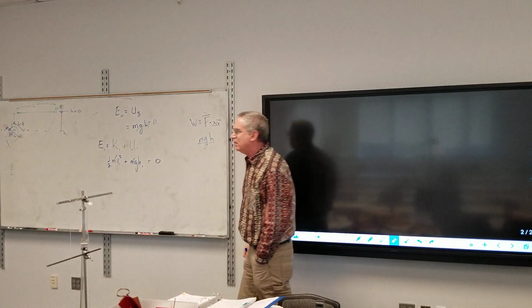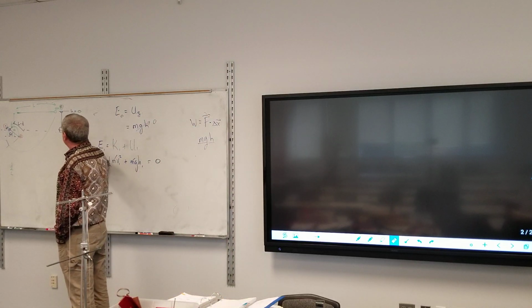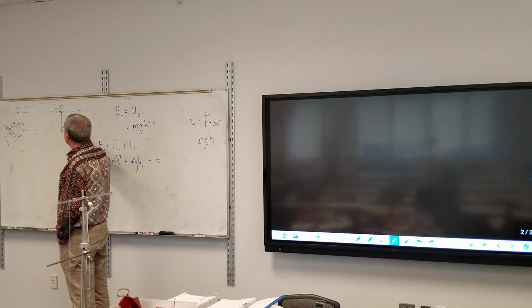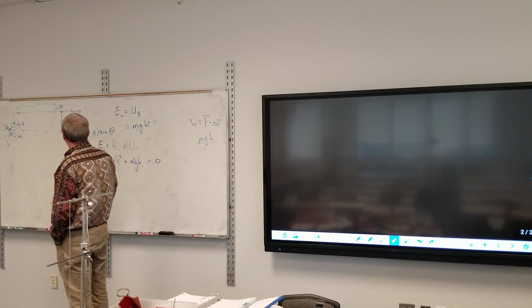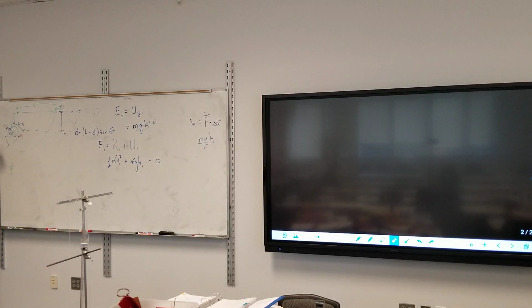Would it be D minus the quantity L minus D times sine theta? So L minus D sine theta is this part right here, and you did D minus that. One tweak to it. That distance there is D, and then that distance there is L minus D sine theta.